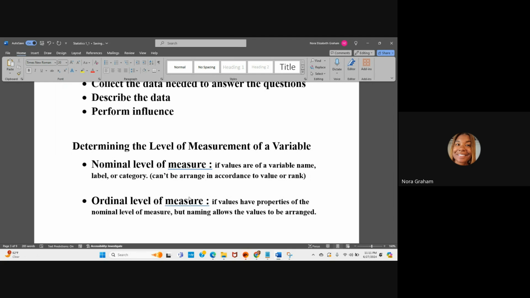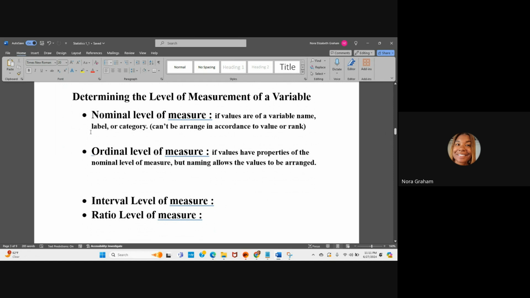An example of this would be like the grades that you get at school. You have A, B, C, D, E, and A being the highest and E being the lowest. You're able to rank them, and they are not of a numeric value. They are the value of a name, label, or category. Okay.